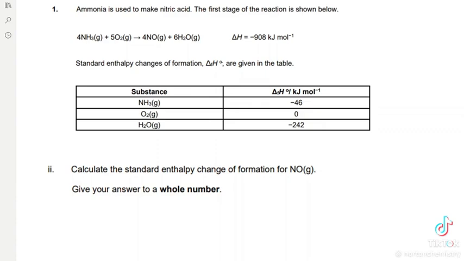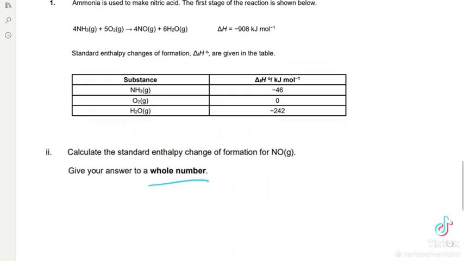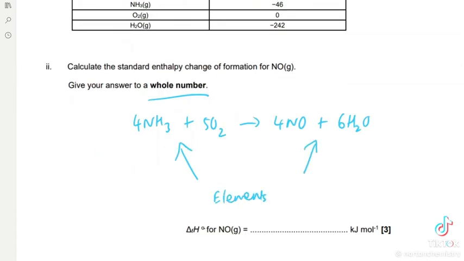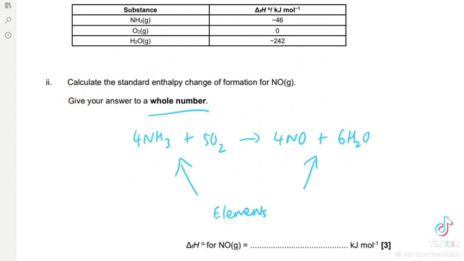So we have the enthalpy changes of formation of ammonia, oxygen and water. Calculate the standard enthalpy change of formation for NO. We need to give the answer as a whole number. So we can start by drawing a cycle. And note that we've been given enthalpy change of formation values, so the arrows need to go upwards. Then we can label the enthalpy change of reaction, which is minus 908 kilojoules per mole.